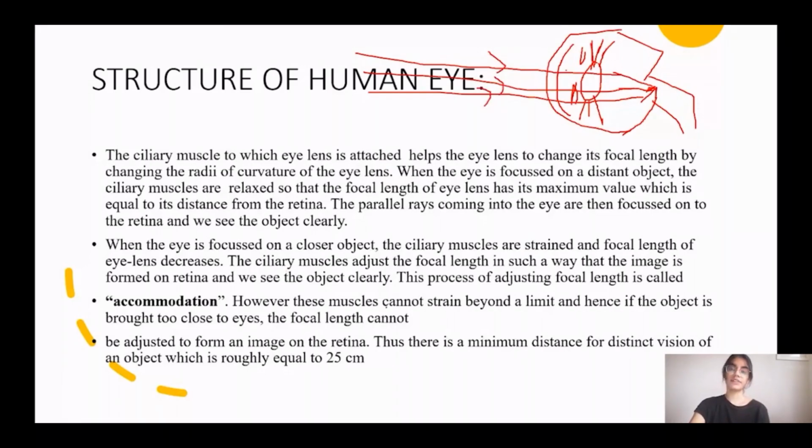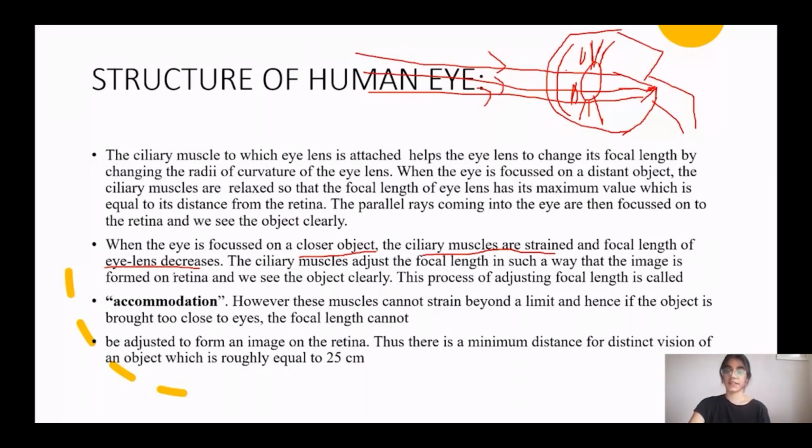But when the eye is focused on a closer object, then ciliary muscles are strained and the focal length of the eye has to decrease because the image distance is very close, and hence the ciliary muscles adjust the focal length so that the image is always formed on the retina. And this process where you have to adjust the focal length of your eye lens to be able to adjust to different positions of the object in front of you is called accommodation.